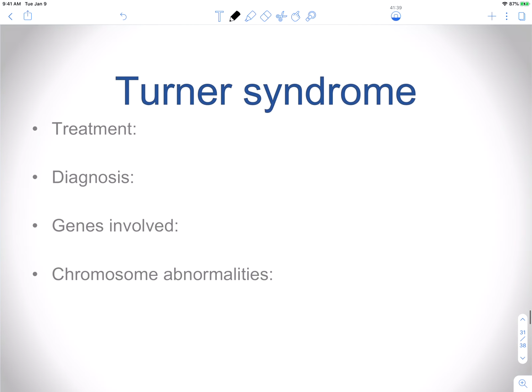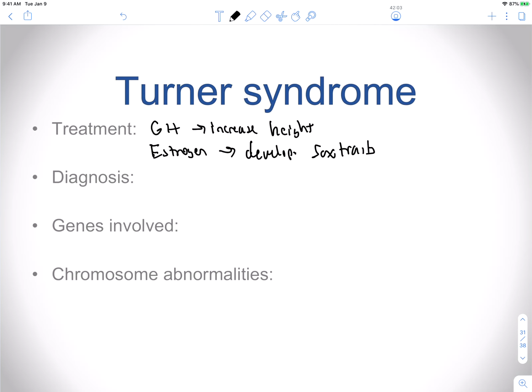Now, Turner syndrome can be treated. Growth hormone will help to increase height, and you can also have estrogen to help develop secondary sex traits. Diagnosis is going to be directly after birth if you do have that neck webbing or heart defect. And if not after birth, then when the child does not grow, so has short stature, then you can diagnose this.